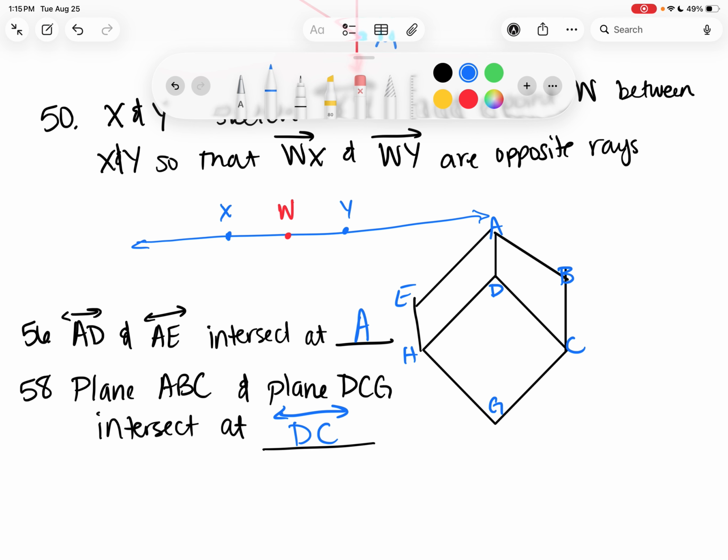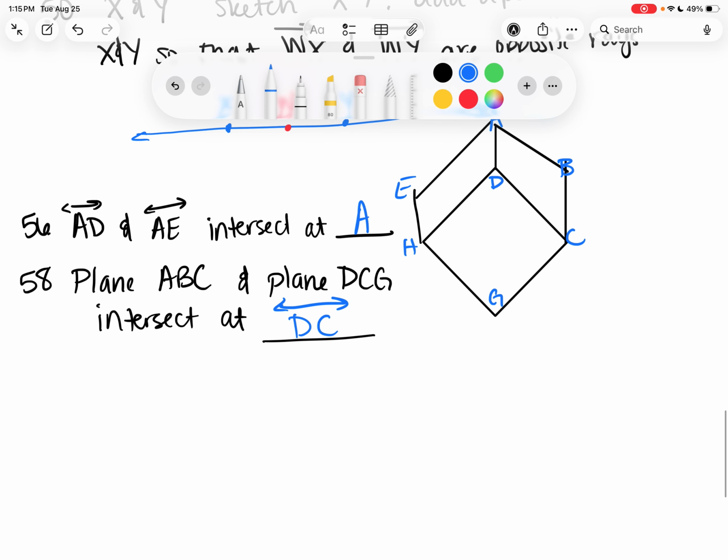Alright, our last ones are to sketch a figure. Sometimes these can be a little bit challenging just because of trying to draw things that are not two-dimensional on a two-dimensional piece of paper.